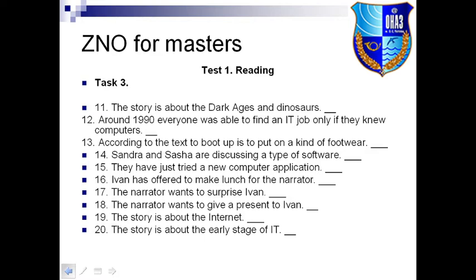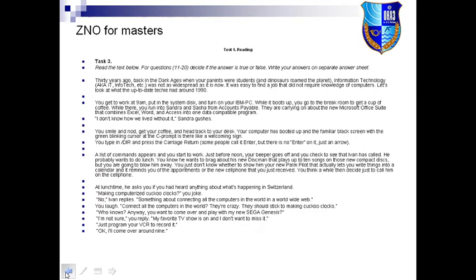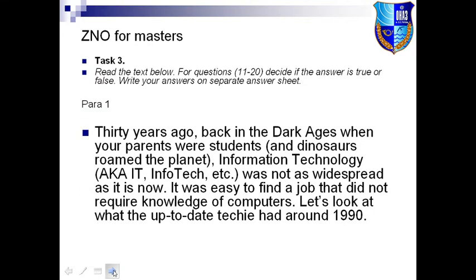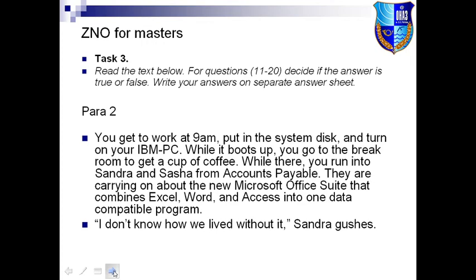17. The narrator wants to surprise Ivan. 18. The narrator wants to give a present to Ivan. 19. The story is about the internet. 20. The story is about the early stage of IT. Okay, let's go back to our paragraphs. The whole text, tasks, paragraph 1, paragraph 2.